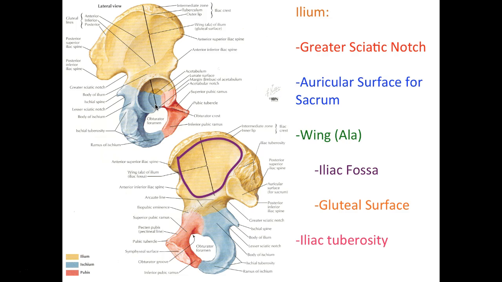So this is the iliac fossa. The term fossa means a shallow depression. So it's just a shallow depression, just how we saw on our scapula. We had that supraspinous fossa. They were all shallow depressions.